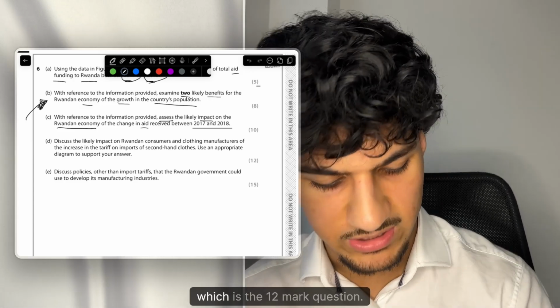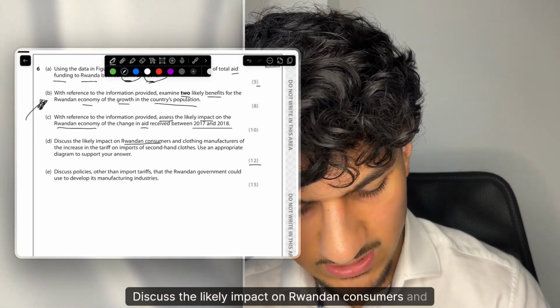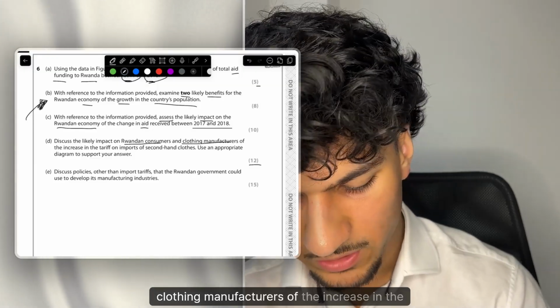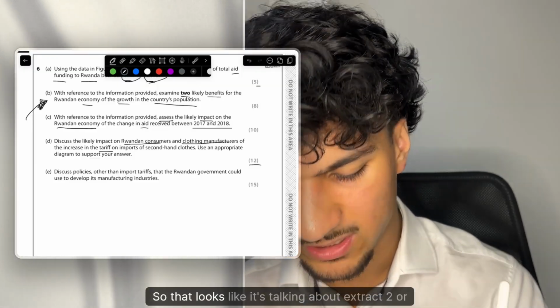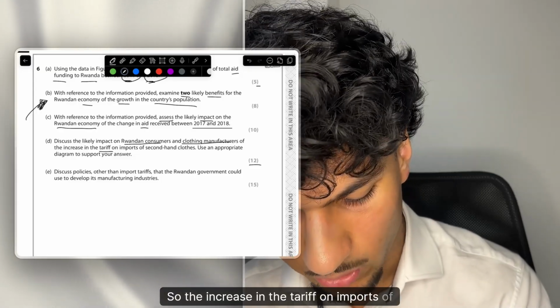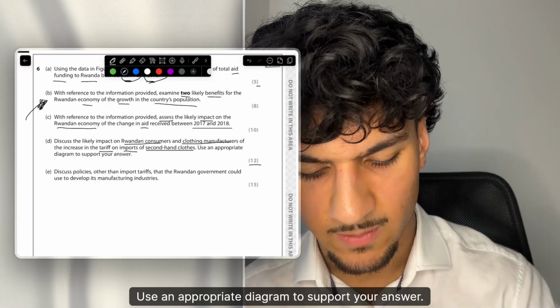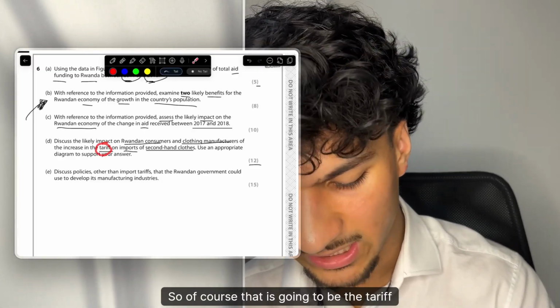Moving on to the next question, which is the 12-mark question. Discuss the likely impact on Rwandan consumers and clothing manufacturers of the increase in the tariff. So that looks like it's talking about extract 2 or B, the increase in the tariff on imports of second-hand clothes. Use an appropriate diagram to support your answer. So of course that is going to be the tariff diagram itself.